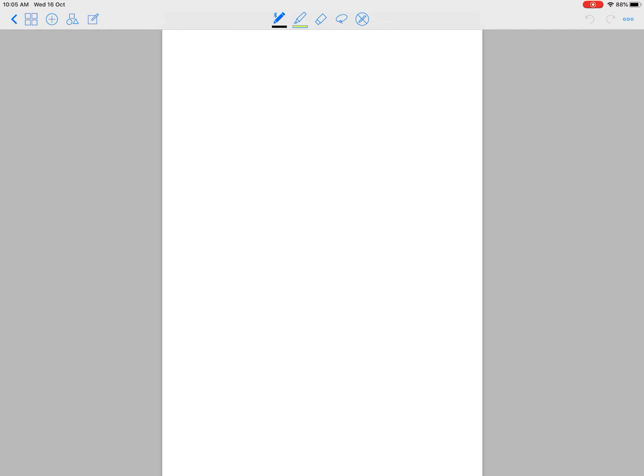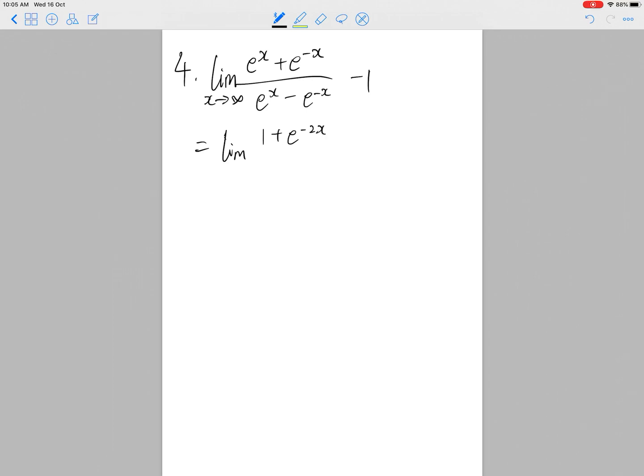Problem 4. Let's first just consider this limit. You just divide by e to the power of x on both sides. Then this is approaching 0. This is approaching 0, right? So it is 0.